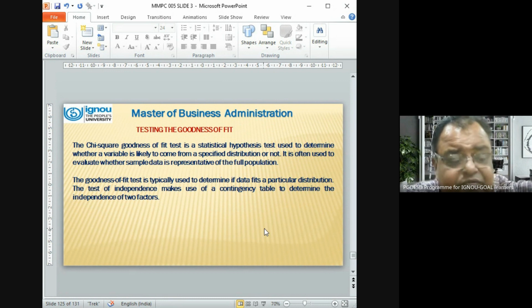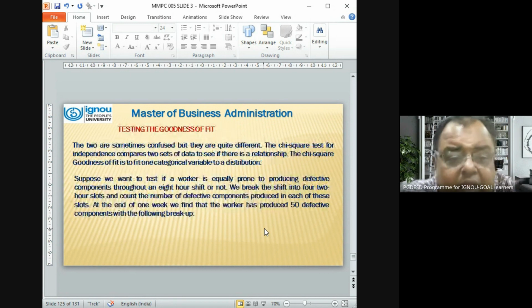The test of independence makes use of a contingency table to determine the independence of the 2 factors. The 2 are sometimes confused, but they are quite different. The chi-square test for independence compares 2 sets of data to see if there is a relationship. A chi-square goodness of fit test is to fit one categorical variable to a distribution.